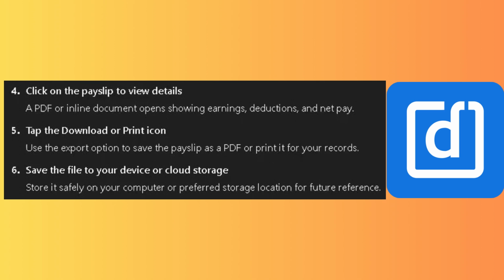Open the PDF or document and open the Show Earnings or Deductions or even Net Pay tab. Tap on the Download or Print icon. Use the Export option to save the payslip as a PDF, then print it for your records.